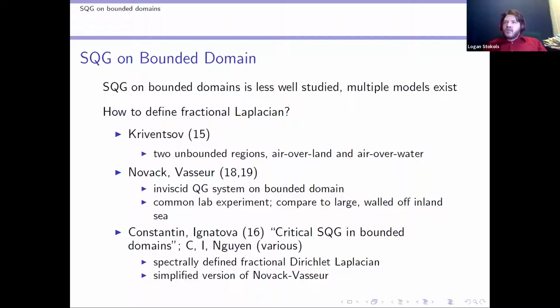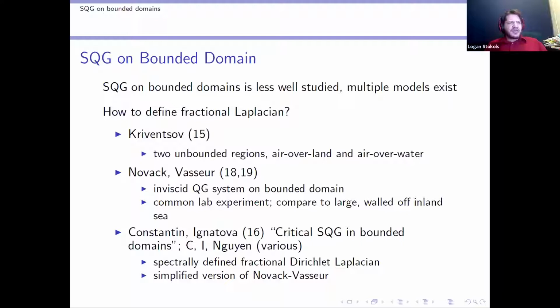There's a model that was pre-existing from 2016, proposed by Constantin and Ignatova, that is basically the same as the Novak-Vasseur model, but SQG instead of QG, and the boundary conditions are simplified in the most obvious way. Instead of assuming that you have a function that depends only on height, you take a function that is just constant, which gets rid of all the complications of the Vasseur model, but keeps the conceptual frame of it. You end up with a really nice model that's been studied by Constantin and Nguyen in half a dozen papers, probably a little bit more at this point.